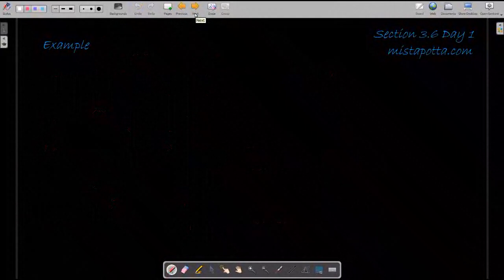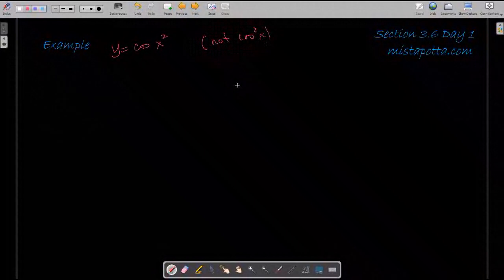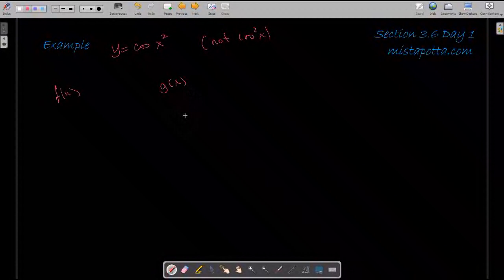The first example I've got is y equals the cosine of x squared. Please note this is not the same thing as cosine squared x, because my f of u and my g of x are distinctly different functions. Order of operation says that I'm supposed to square first and then take the cosine of this. So f is my cosine function, where g is x squared.